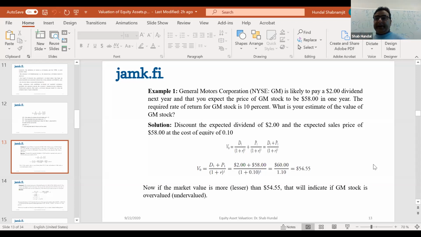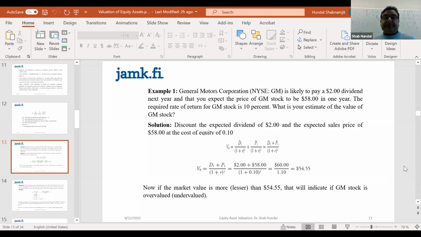We take one quick example of how to do the valuation by using the dividend discount model, DDM. Remember that the model that we have been discussing so far is called the dividend discount model, DDM.